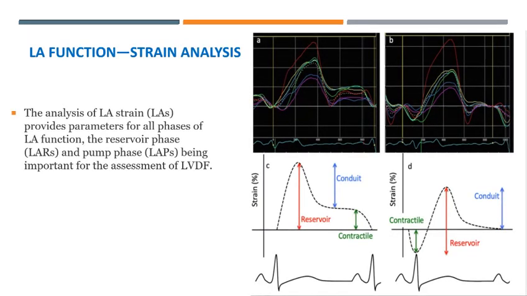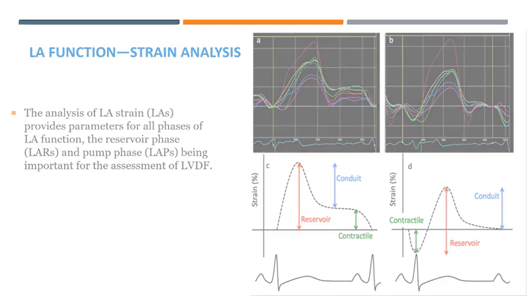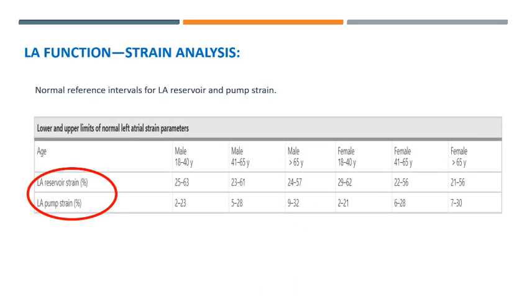Left atrial function, strain analysis. The analysis of left atrial strain (LAS) provides parameters for all phases of left atrial function, the reservoir phase (LARS) and pump phase (LAPS) being important for the assessment of left ventricular diastolic function. We see the normal reference intervals for left atrial reservoir and pump strain.